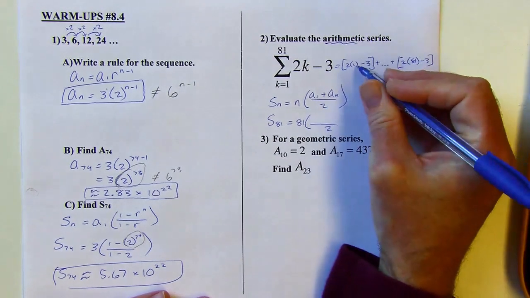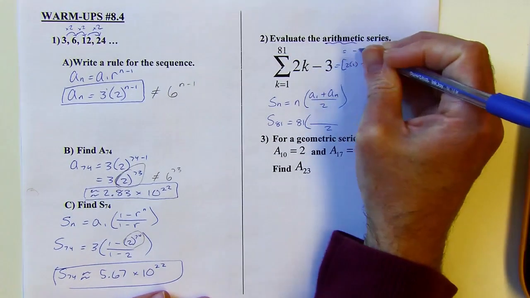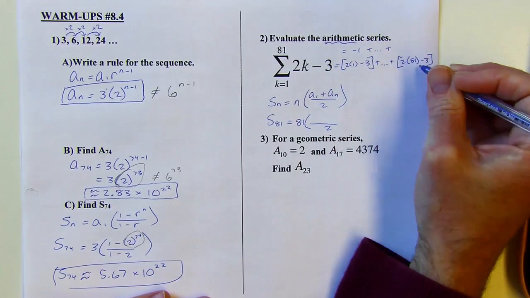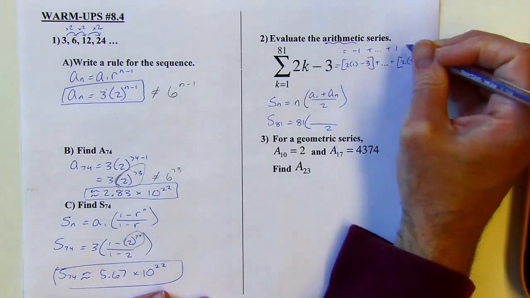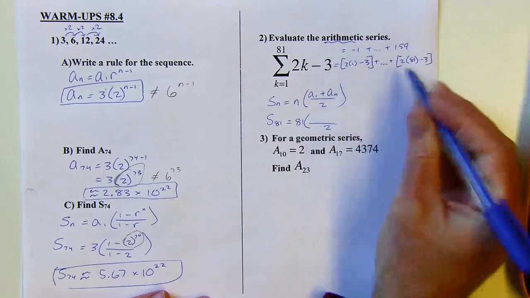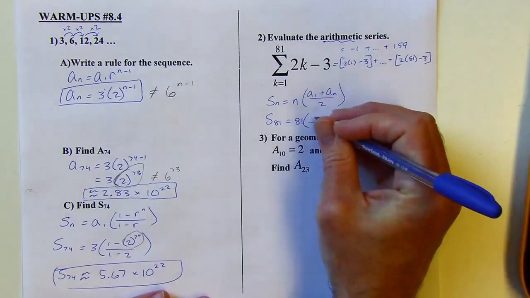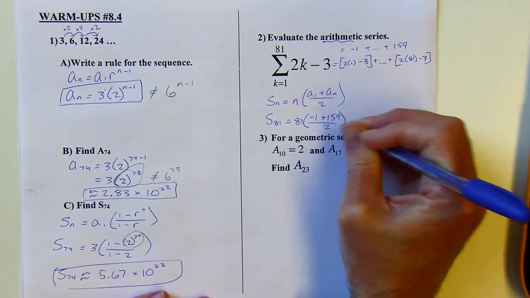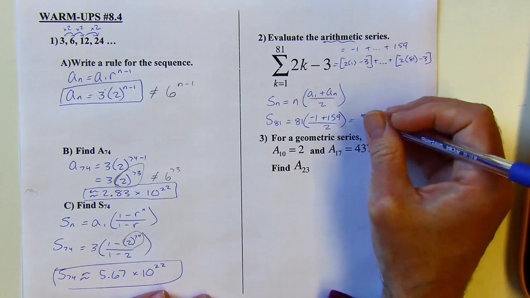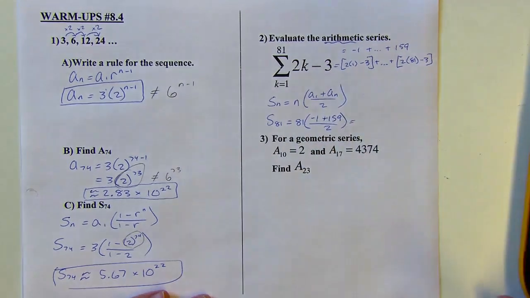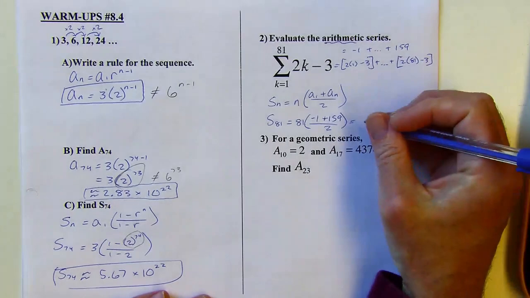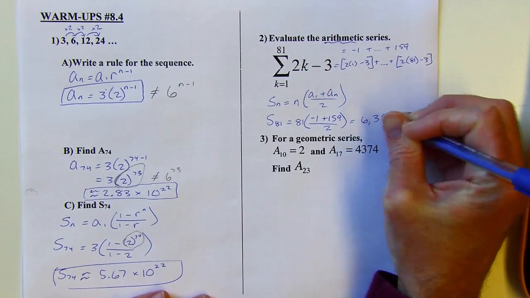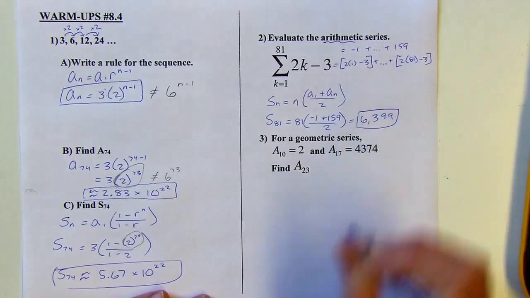Okay, so let's see, the first term would come out to -1. Get all the stuff in the middle, and at the end, 2 times 81 minus 3 is going to come out to 159. Okay, so there's my first and last terms. That's what I'm going to average down here. And this is 158 divided by 2 times 81. It's going to come out to 6,399.